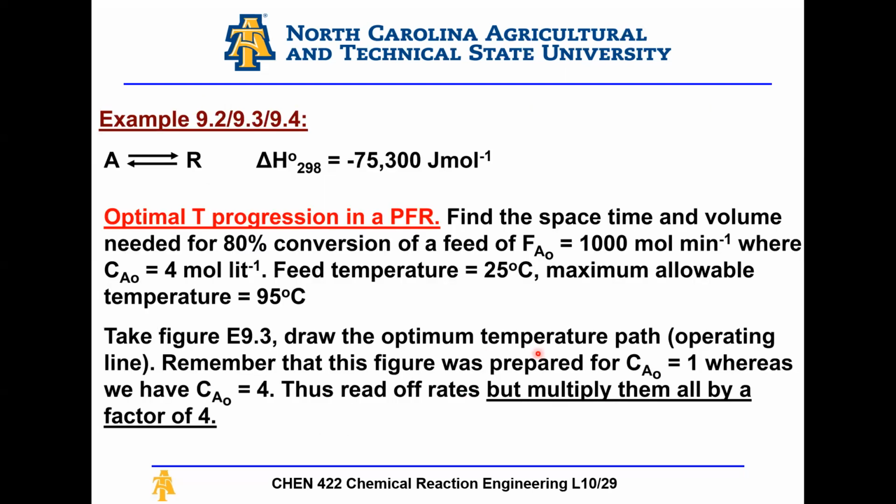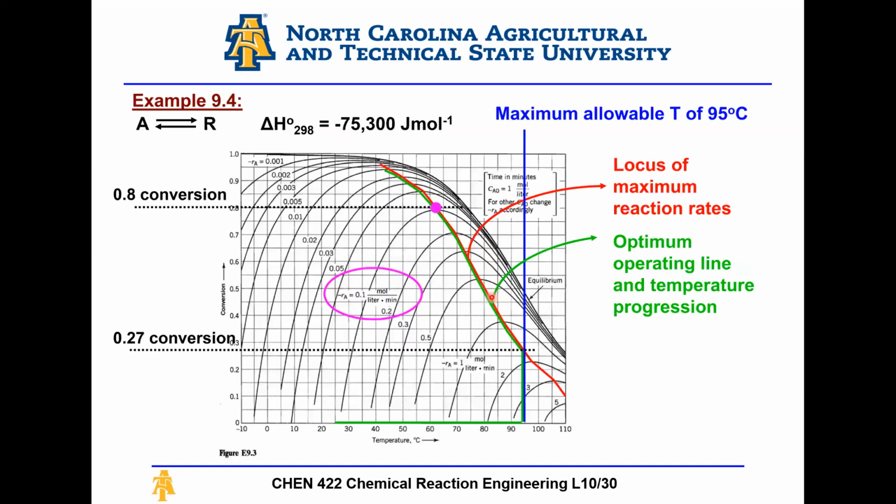Let's have a look and remember what type of information we're given. We're being told, find the space-time and volume for 80% conversion. Your feed enters at 25 and your maximum temperature is at 95. So let's have a look here. My feed, I'm looking at the bottom of this chart. My feed enters at 25. Maximum allowable temperature is 95.